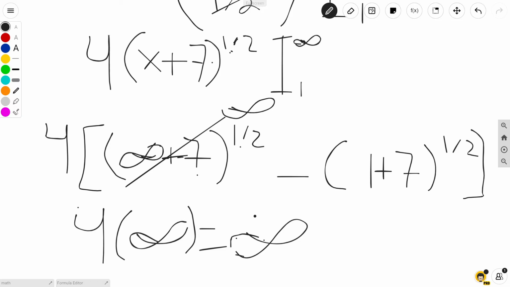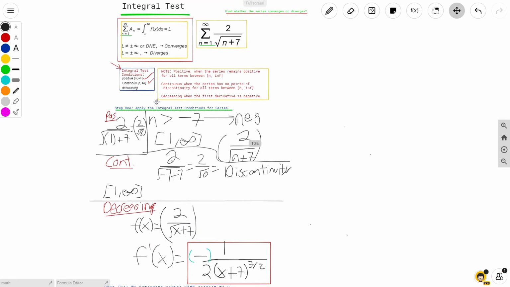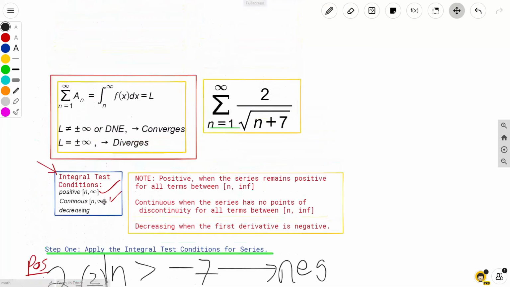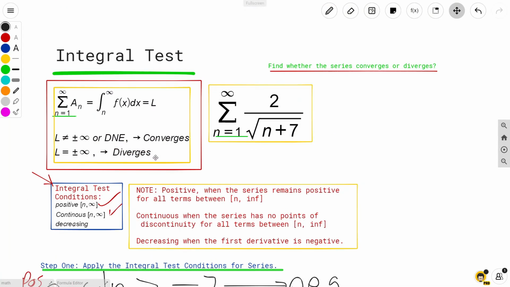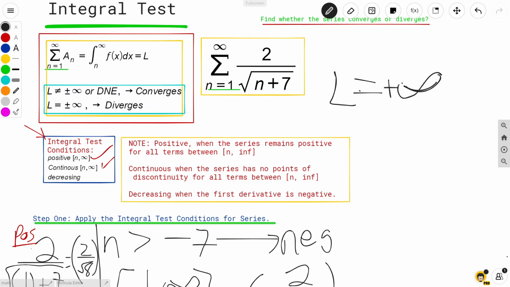Since it equals infinity, what we do now is we go ahead and look at the conditions of the integral test, and whenever L equals positive infinity or negative infinity, then it diverges. So in this case, what is L equal to? Our L is equal to positive infinity. Therefore, this series diverges by the integral test.